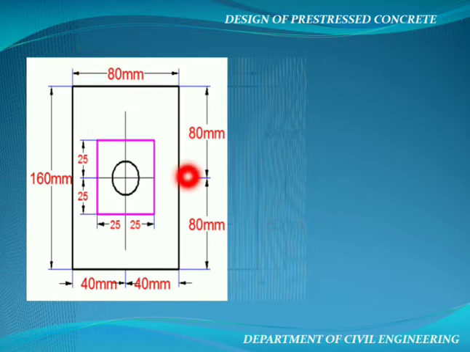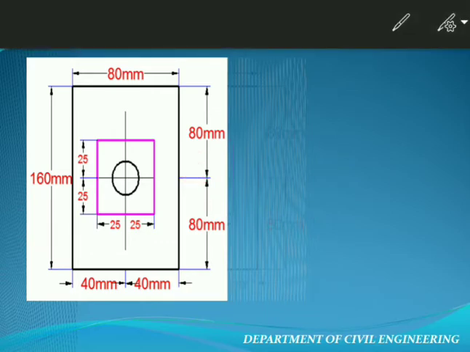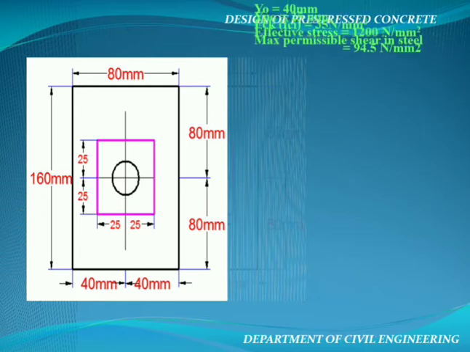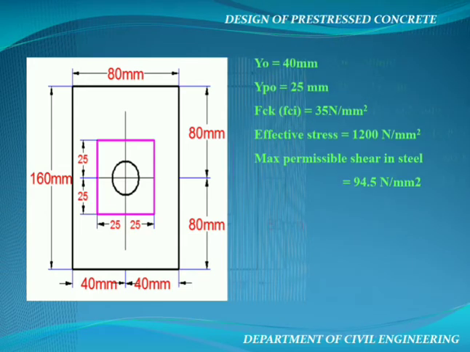Now with this you should be able to note down the values of y0, yp0. So from the figure we can take the value of y0 as 40, yp0 as 25. Given value of the strength of concrete is 35 Newton per mm square. The effective stress is 1200 Newton per mm square. Maximum permissible shear in steel is 94.5.